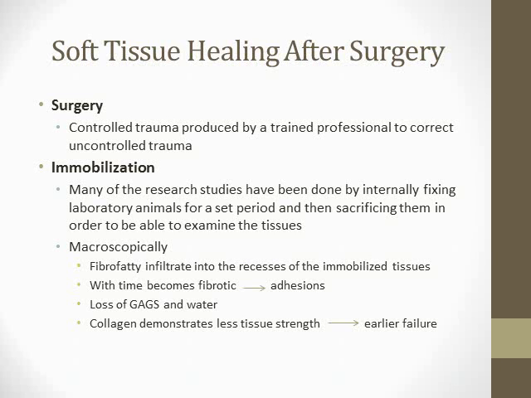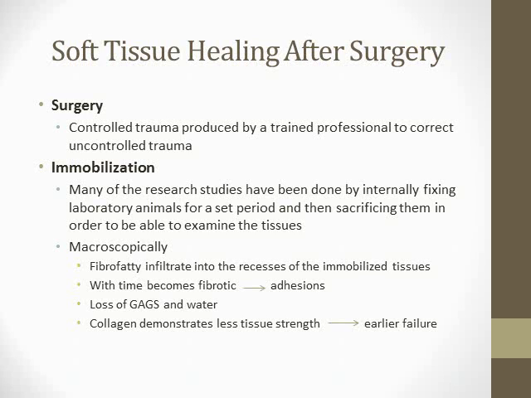So immobilization, which is part and parcel very often after any surgical procedure. Again, I mentioned before in this audio PowerPoint that very often a lot of this research has really been done on animal models and not on humans. What we do know, when they've actually observed the tissue under microscope, is that you get the fibrofatty infiltrate into the areas around the immobilized tissues, in other words the fibers. You get adhesions, you lose glycosaminoglycans, and then obviously the water that goes with it.